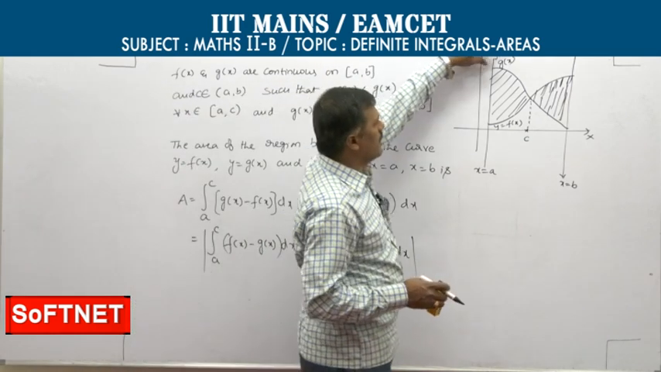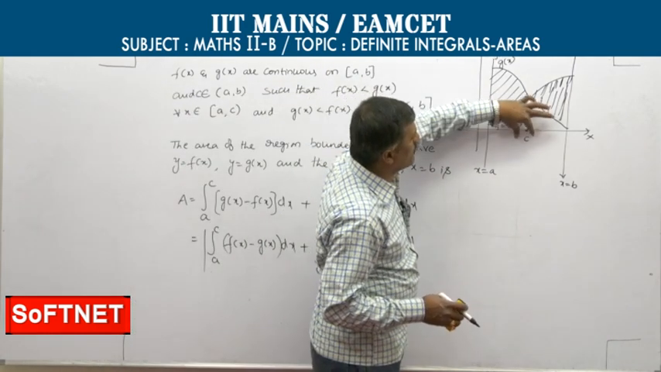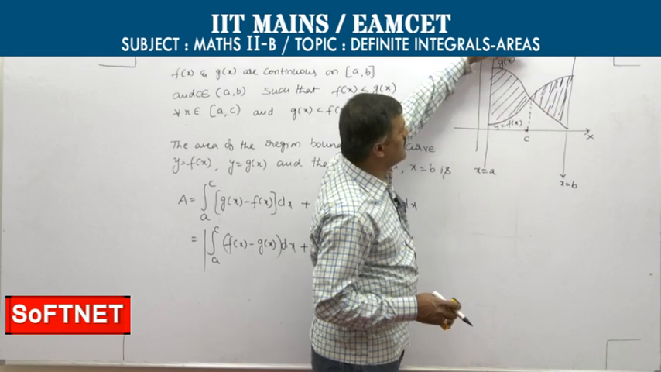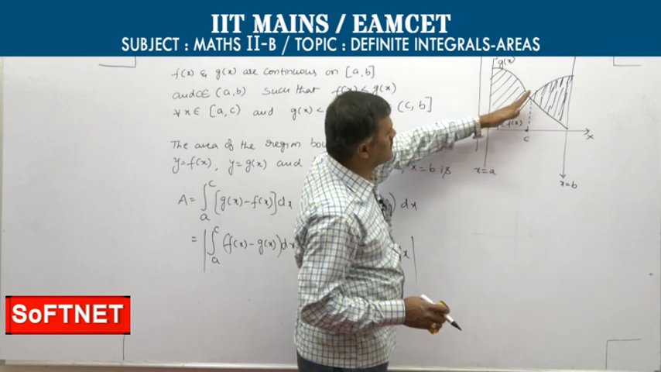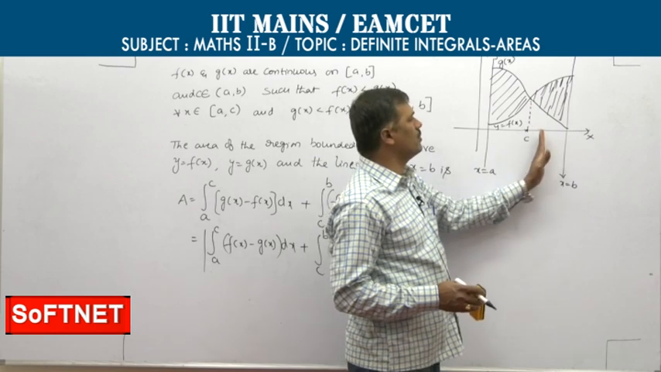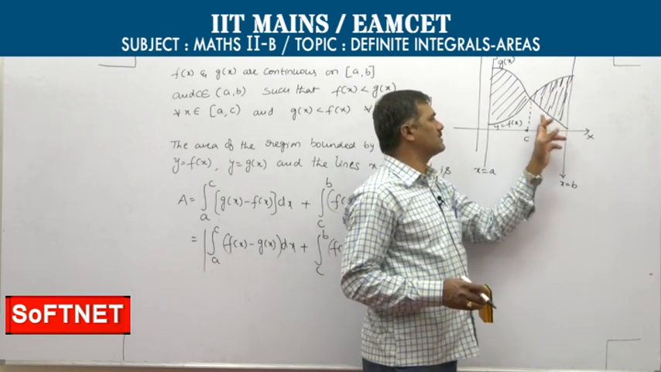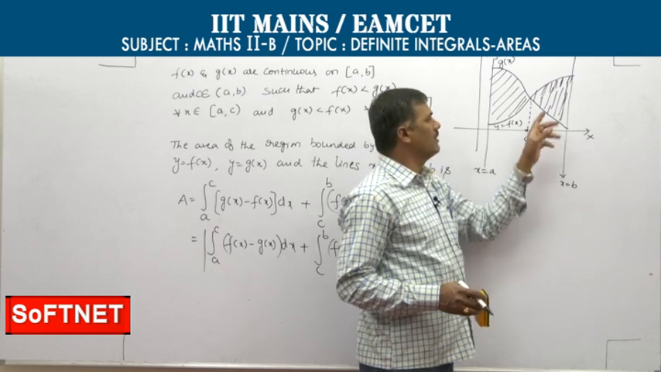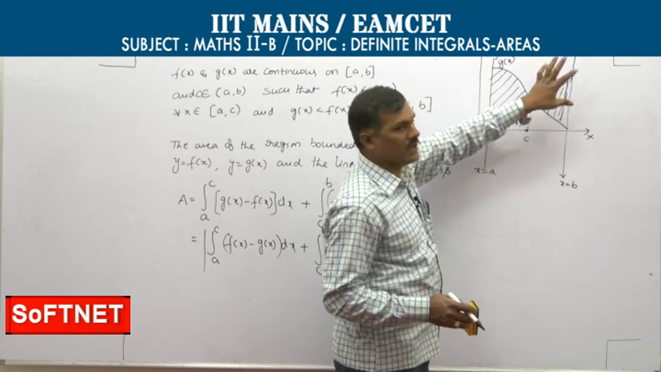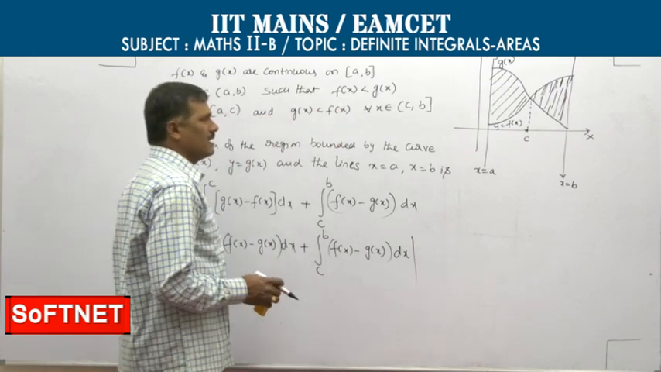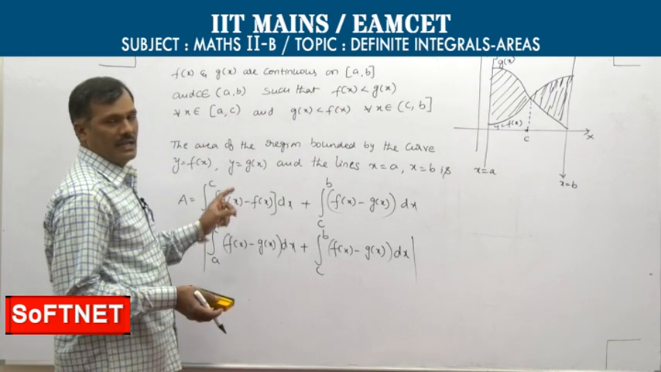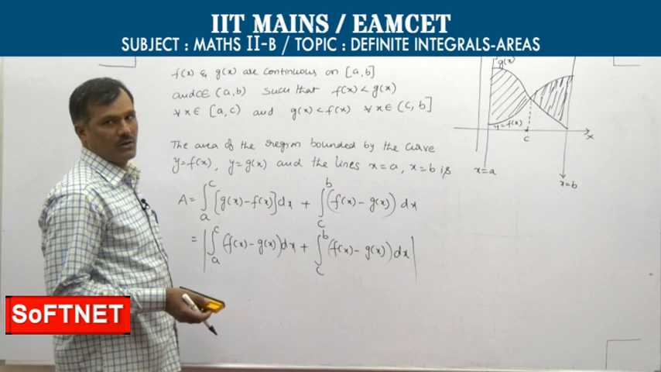g of x is the upper curve from x equal to a to x equal to c. That's why this is the upper curve, and y equal to f of x is the lower curve. And from c to b, f of x goes to the upper curve and g of x goes down, this is the lower curve. So this area plus this area is equal to the total area of the given two functions formed by the lines x equal to a, x equal to b.